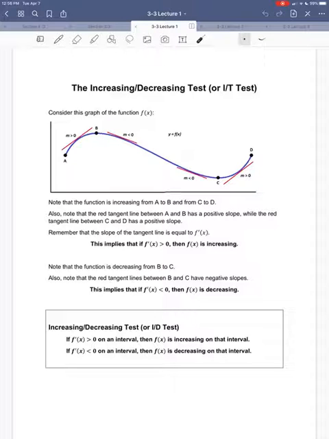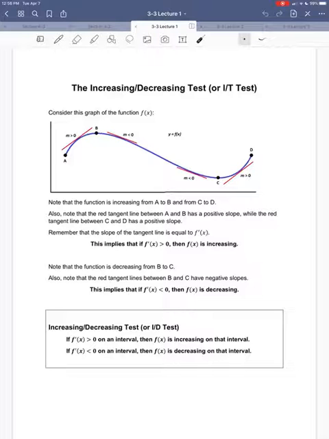So I have this function f of x graphed here, and we see this blue curve as we go along. If we follow along the curve from a to b, the function is increasing, and it's also increasing if we follow along the curve from c to d. Now, if we're going from b to c in the middle, the function is decreasing.